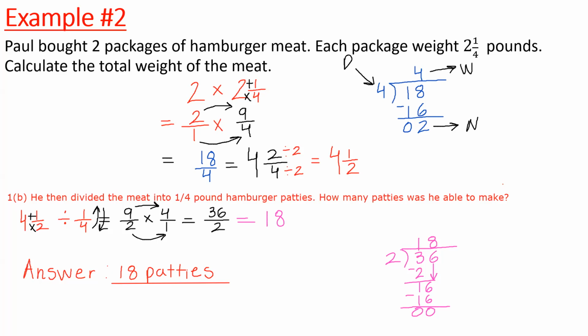Then after that, we switch the division sign into a multiplication sign and flip the 1 over 4 into 4 over 1. After you do all that, you multiply 9 times 4, which gives us 36, and 2 times 1, which gives us 2. So it would be 36 over 2. And after that, we divide 36 by 2, and that gives us 18. So the answer to our question would be 18. He made 18 patties. Very good.